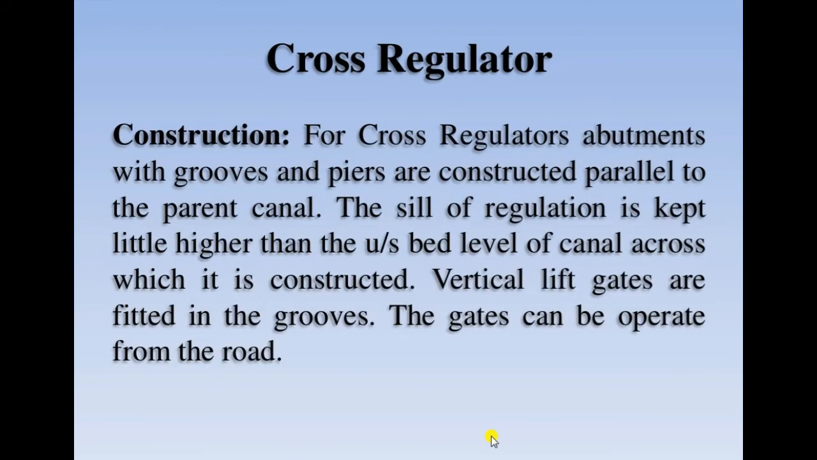For a cross regulator, abutments with grooves and piers are constructed parallel to the parent canal. The sill of the regulator is kept a little higher than the upstream side bed level of the canal across which it is constructed. Vertical lift gates are fitted in grooves. The gates can be operated from the road.